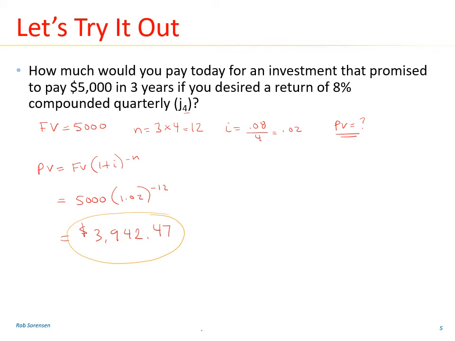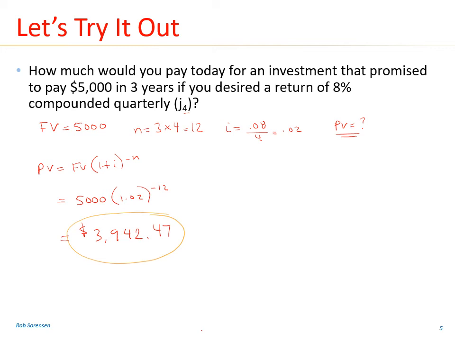That's how much money you'd have to put in today, or that you'd be willing to pay today for that investment. It'll pay you $5,000 in 3 years. That gain of a little over $1,000 you're going to make will represent an annualized return of 8%.